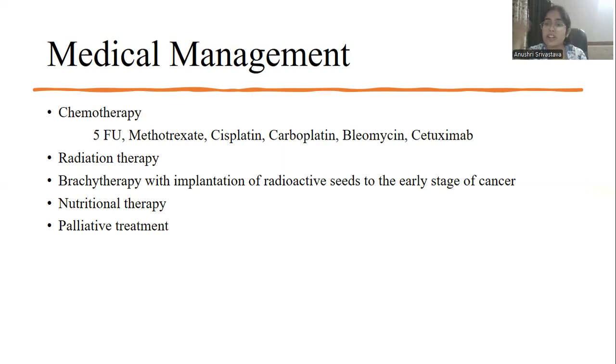Then we will also provide nutritional therapy. Why? Because the patient has oral cavity cancer, he is not able to swallow or eat, so he will have weight loss. He will get malnutrition, weight loss, and his immunity will be weak. So there are many disadvantages from that, so we are going to give nutritional therapy. We will see how we are going to give nutrition therapy. Then, because it is a cancer, we have to give palliative care or palliative treatment.